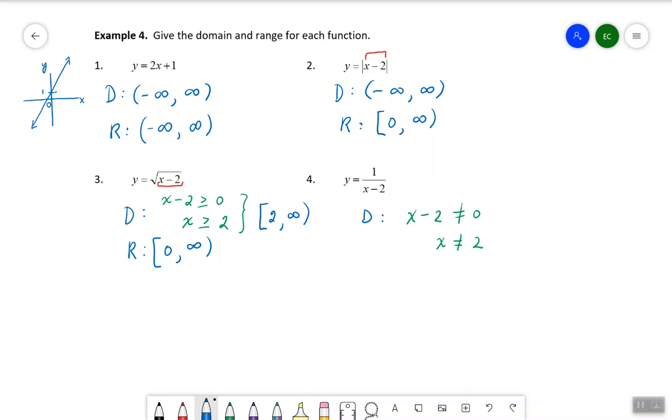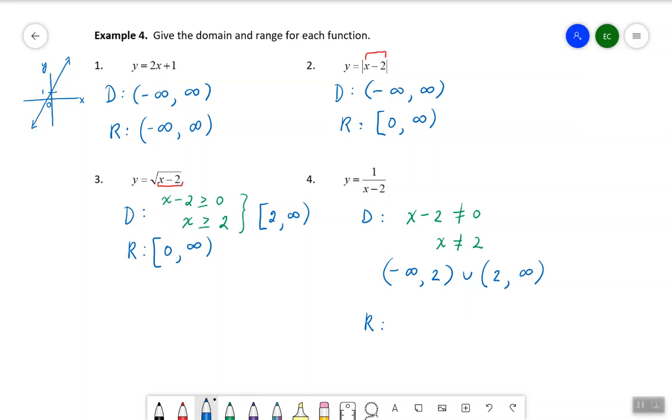So how do we write that in interval notation? We start from negative infinity and we go all the way up to 2. We use parentheses to say that we're excluding 2. And then we continue on the other side of 2 all the way out to positive infinity. So there's our domain. And then the range is just a little bit tricky here. There's one number that's not possible for y. So can you see what it is?